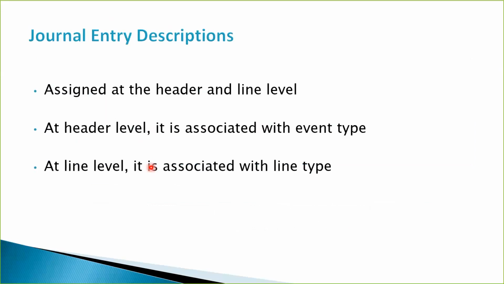There's one thing we need to know about the journal entry descriptions. Journal entry descriptions are assigned at the header level and at the line level, okay? At the header level, a journal entry description is associated with an event type. At the line level, a journal entry description is associated with a line type. All right, so now let's talk about that.